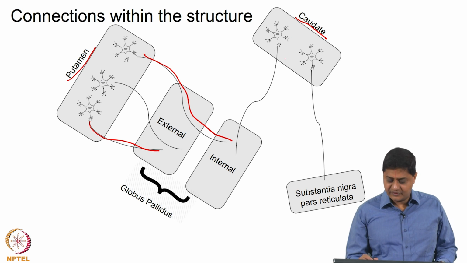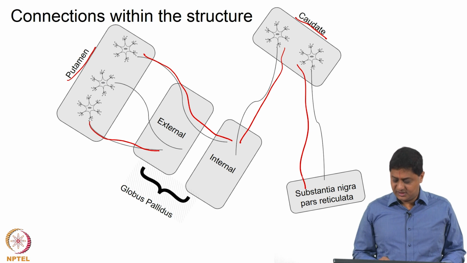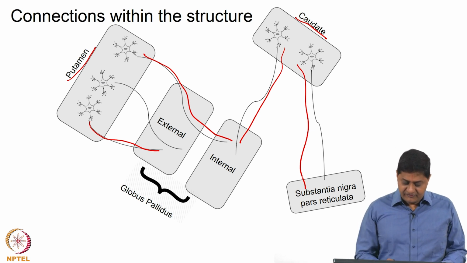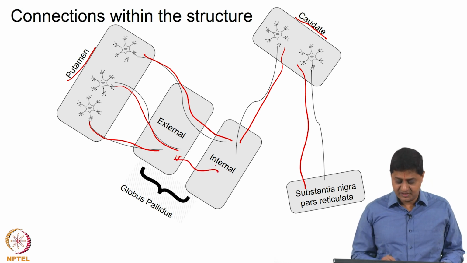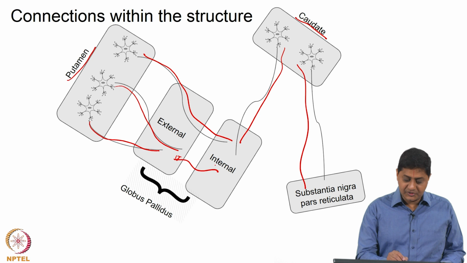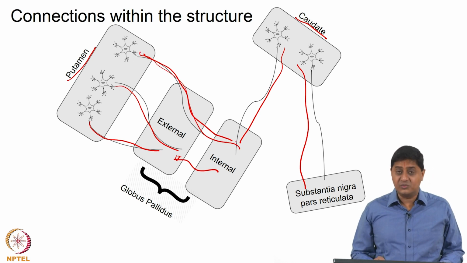Likewise, from the caudate there is projection to GPA and to the substantia nigra pars reticulata. If the projections come through the external segment and from here to the internal segment, that is called the less direct or the indirect pathway. If the projection is directly from the putamen to the globus pallidus internal, it is called the more direct pathway.